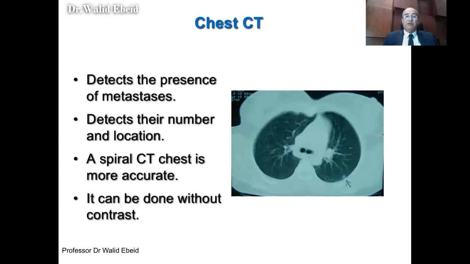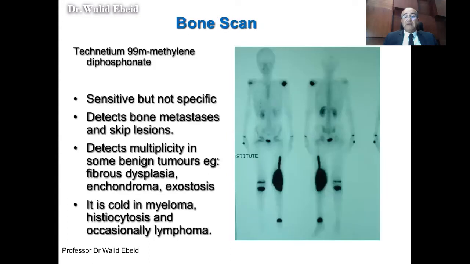Chest CT is a must while staging a patient with a malignant bone tumor. It detects the presence of metastasis, detects their number and location. Spiral CT is actually more accurate, and CTs are done without contrast. You don't need a contrast to do a chest CT to diagnose the presence of metastasis. And it could not be replaced by a plain X-ray of the chest.